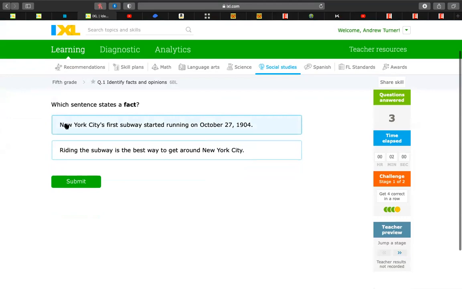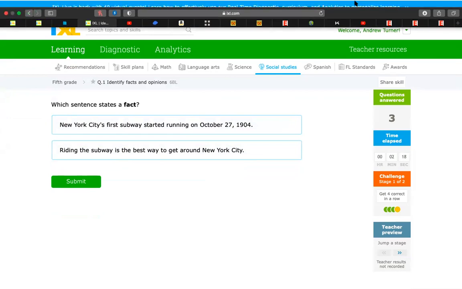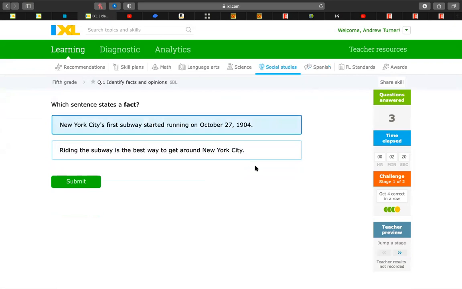All right, next one. New York City's first subway started running on October 27th, 1904. Or riding the subway is the best way to get around New York City. Which one is our fact? The top one. Well, somebody said both of them.